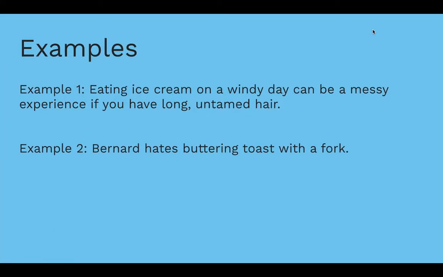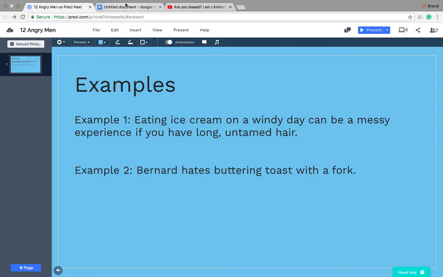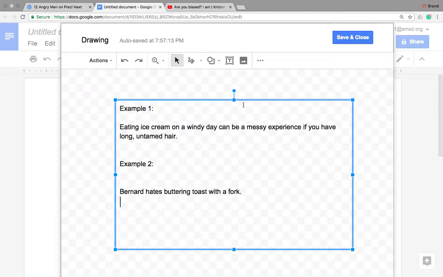You'll need to write these two examples down. Example number 1, eating ice cream on a windy day can be a messy experience if you have long, untamed hair. Example number 2, Bernard hates buttering toast with a fork. So I have to use these little squigglies, so bear with me.